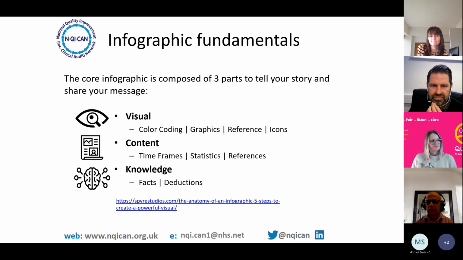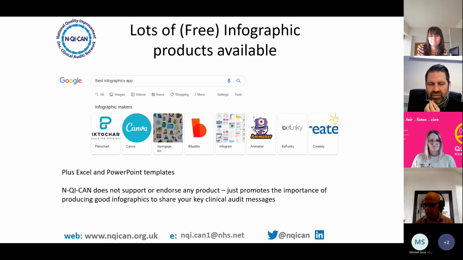There's lots of infographic products available, and again, as an NQICAN network, we don't promote any individual software other than just saying there are lots available, and there's a lot that are free to use. And some of the examples that we shared over recent of the previous meetings are a range of these different options that you can see on the screen.